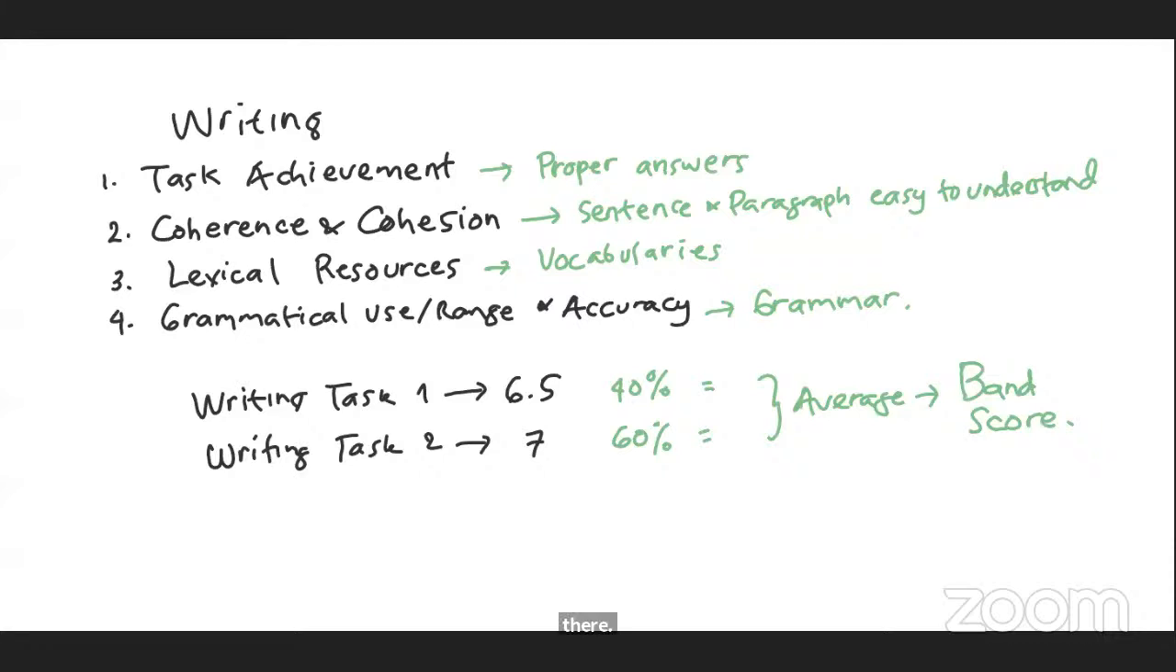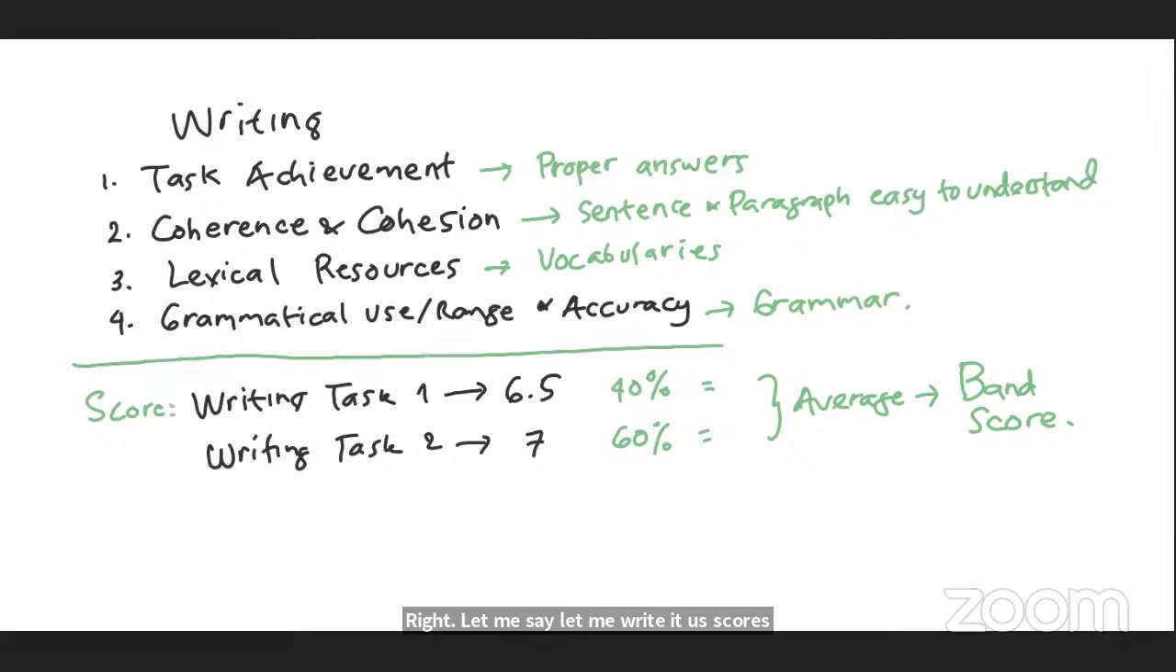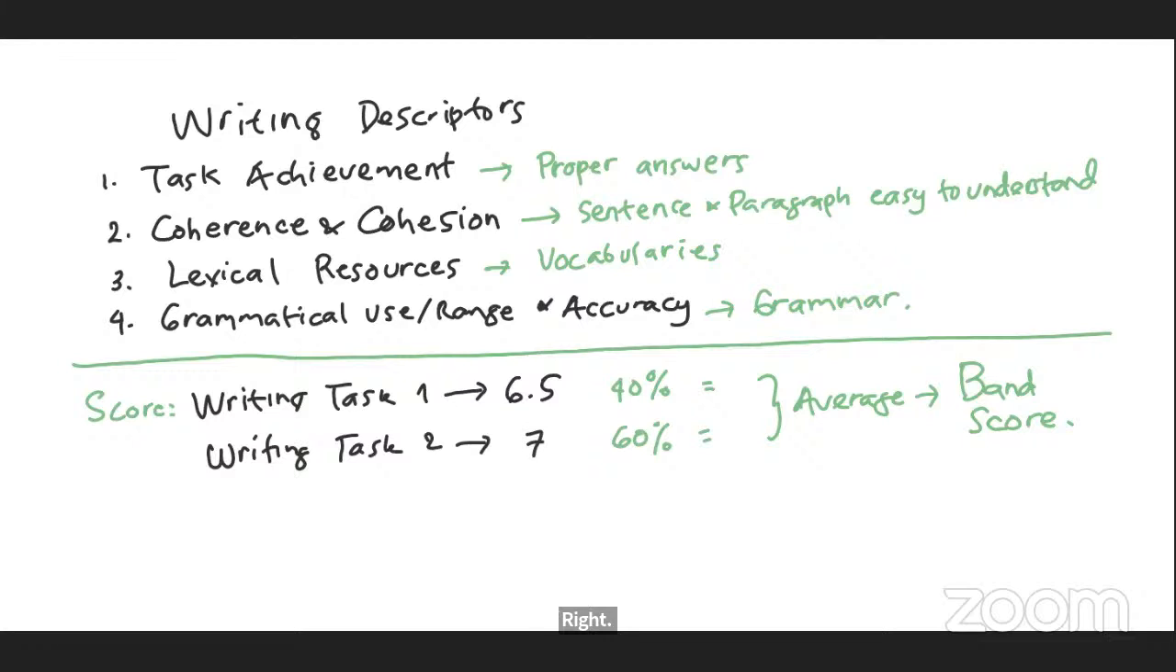Okay. Right. Let me write it as scoring. And then this one is descriptors. So those are all the information that you need to know in order to be able to make a good writing for IELTS. So that's just the basic.